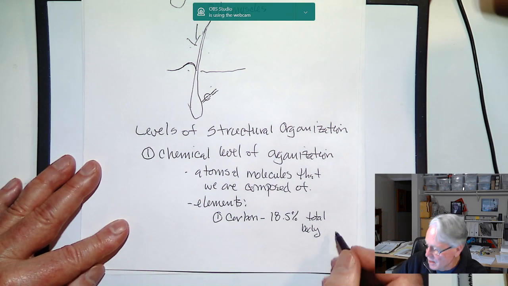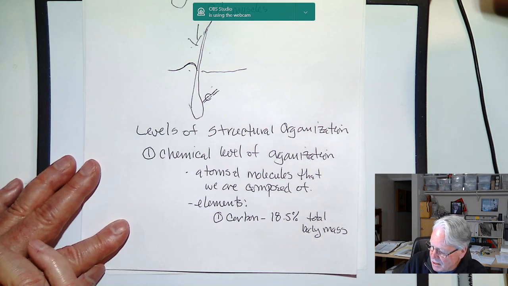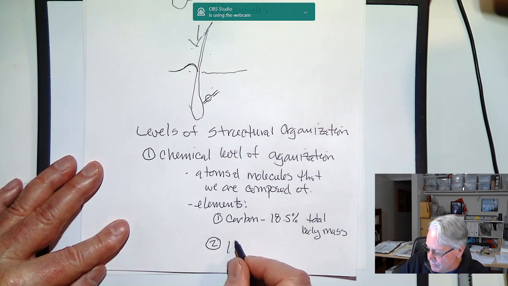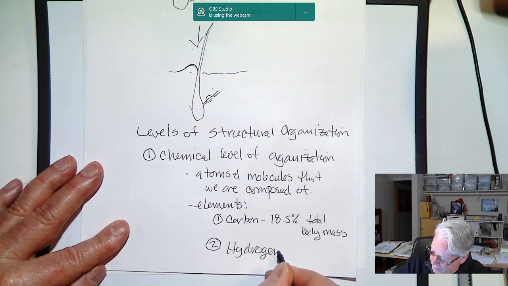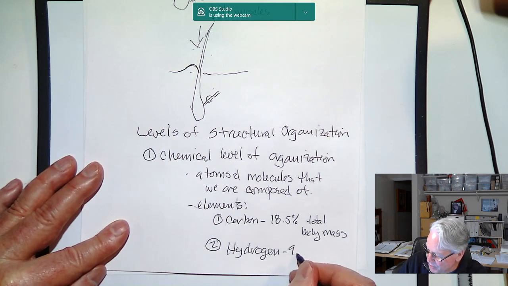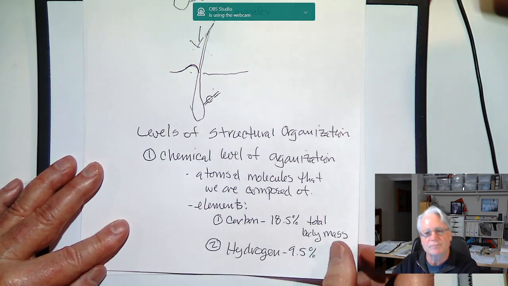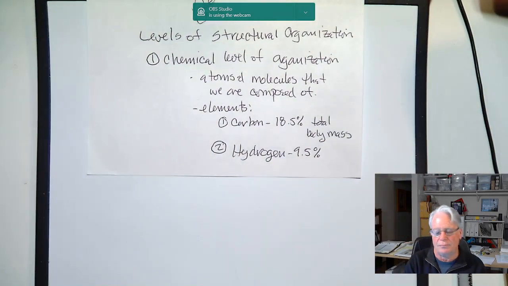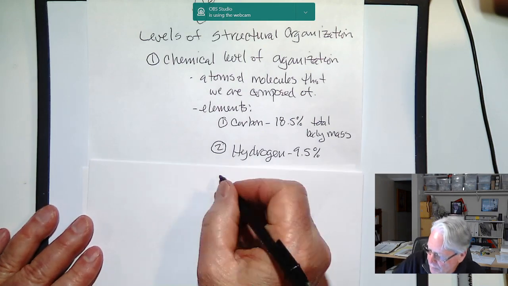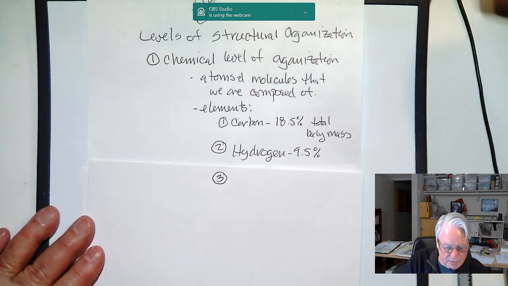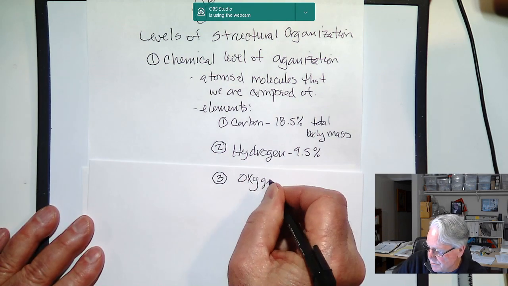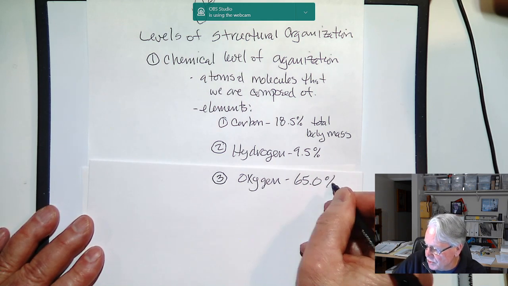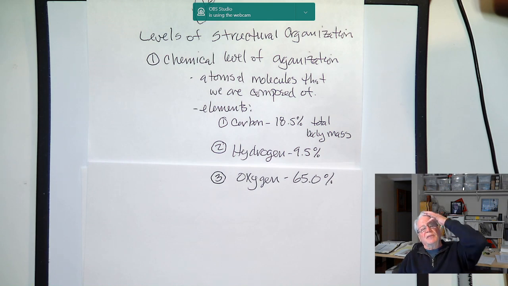body mass. So that's carbon. Another one is hydrogen, and this represents about 9.5% of our total body mass. Then we can talk about oxygen, and this represents a whopping 65.0% of our total body mass. Oxygen represents 65% of our total body mass.